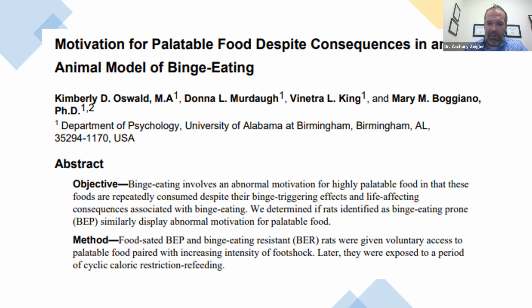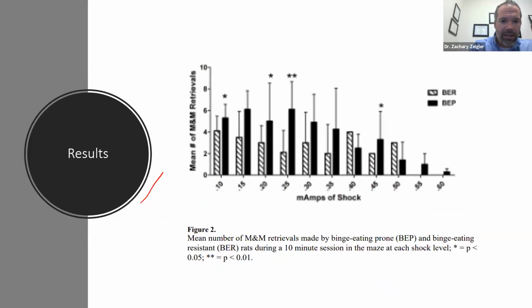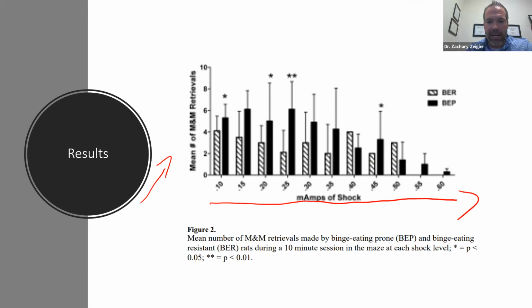And what they found is, here's the number of times they went back to get an M&M. And as we go farther on the x-axis to the right, the level of shock got higher. The black bar represents our binge eating rats. Those rats that were binge eaters went back for more M&Ms and tolerated higher shocks, suggesting that there was such a strong pull to get that M&M that they didn't care that they were getting the crap shocked out of them.